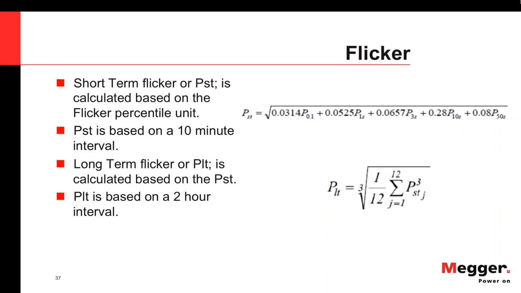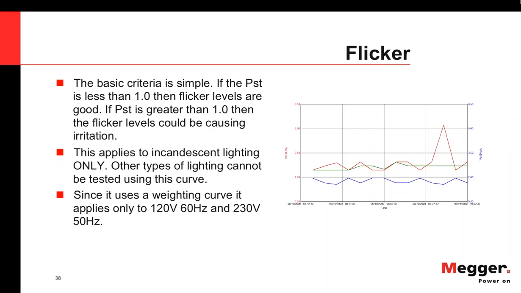So basically what we do is we look at a rolling average of the RMS. We look at how often it's changing and the magnitude, and we come up with the percentile unit. That percentile unit then goes through this formula, which is a statistical analysis, to come up with what is referred to as a PST value, or a short-term flicker value. This is based on a 10-minute interval. We also have what's called a long-term flicker value, PLT. Basically, this is calculated using the short-term flicker, and it's based on a 2-hour rate.